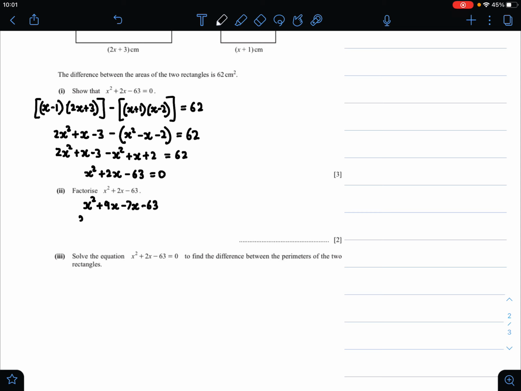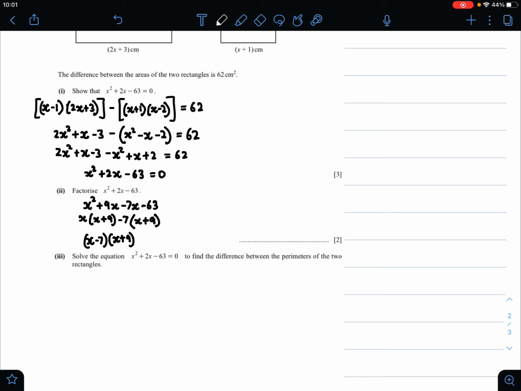Now we can take what is common between the first two terms. So x is common, so x square divided by x is x, and 9x divided by x is 9. Now between the second two terms, negative 7 is common, so negative 7x divided by negative 7 is x, and negative 63 divided by negative 7 is positive 9. Therefore your final answer for part B2 will be x minus 7 multiplied by x plus 9.